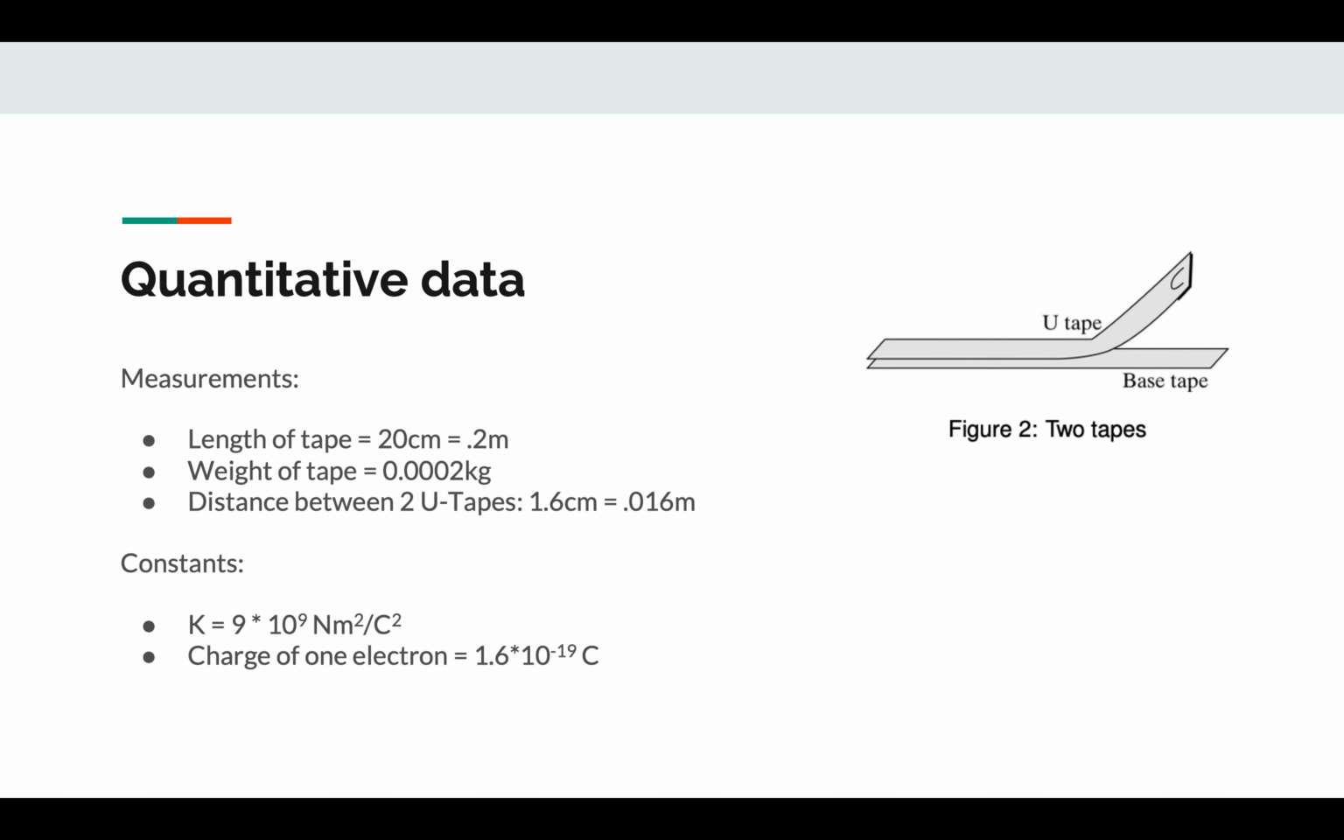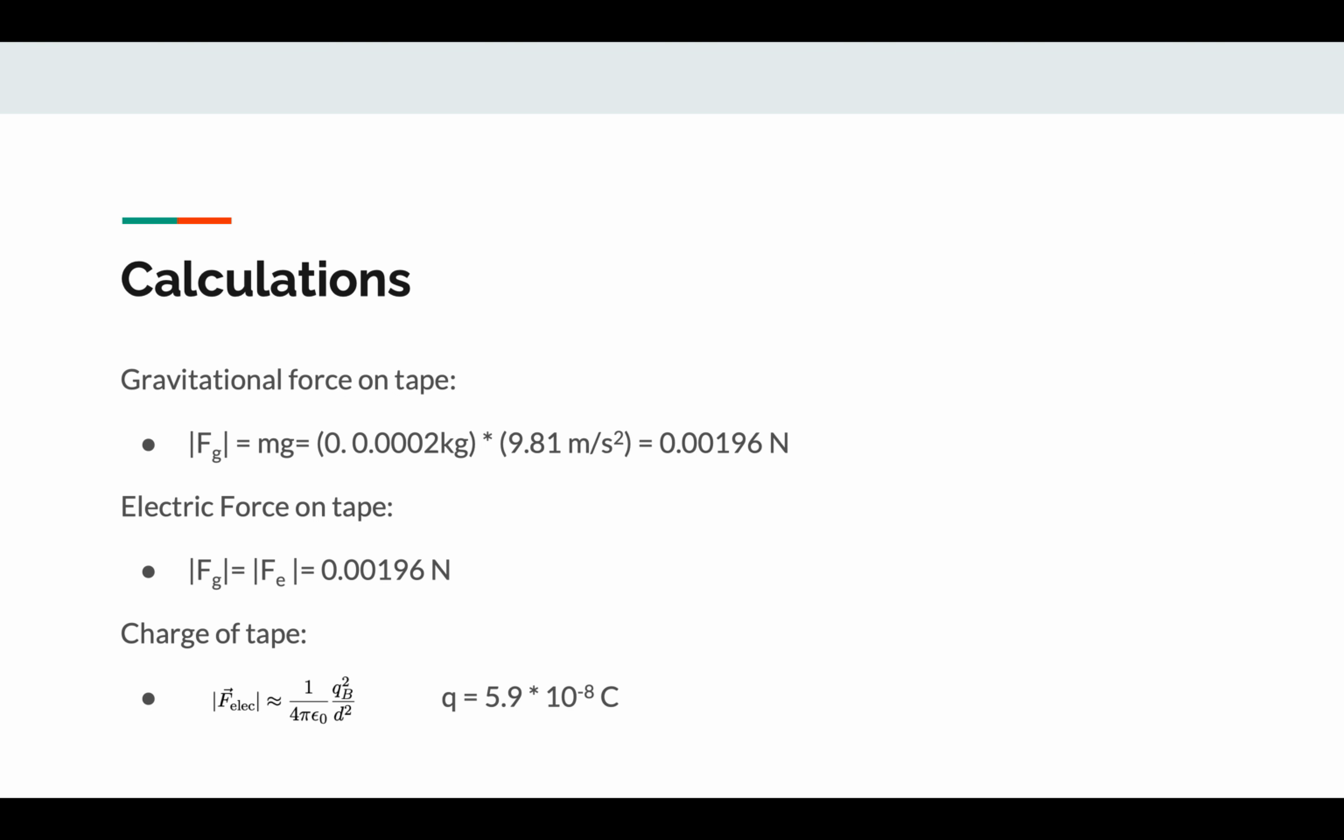So some quantitative data I gathered during the experiments and measurements include the length of the tape, which is 0.2 meters, the weight of the tape, which was estimated to be 0.0002 kilograms, and the distance between the two tapes, which was 1.6 centimeters when it was floating. And some constants I use are k, which is 9 times 10 to the ninth, and the charge of one electron. And then the calculations.